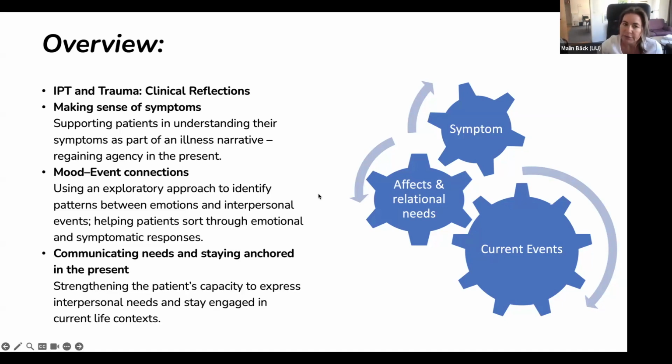And I will talk quite a lot about the mood event connection, working with trauma patients, and the importance of communicating needs in important relationships here and now, to not be re-traumatized all the time, because you're living the trauma, instead of starting to communicate needs and stand up for yourself here and now, instead of going back to trauma time when you get flashbacks and things like that. And helping the patient to stay in the present moment. So that's my key points here today.